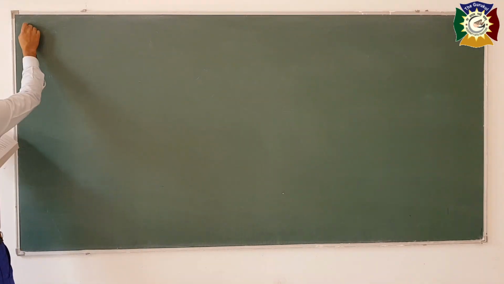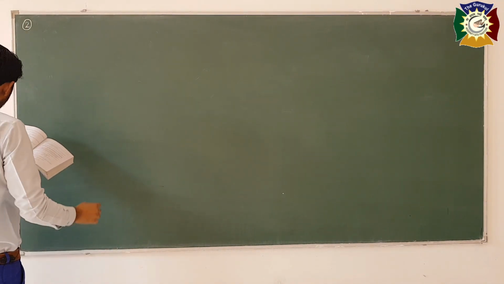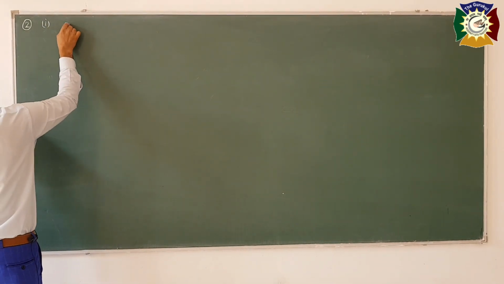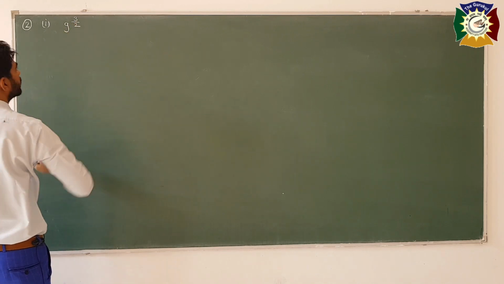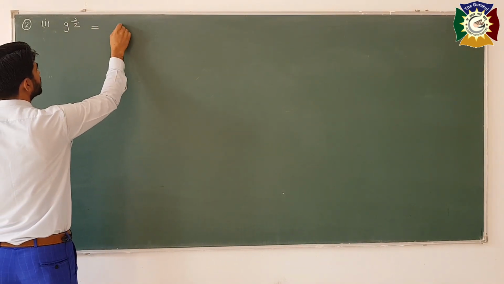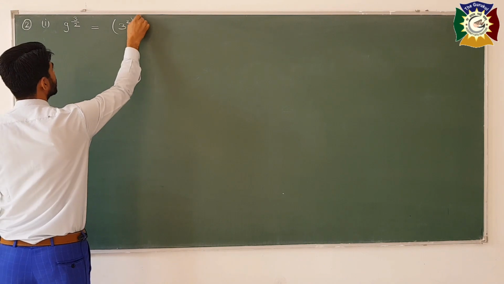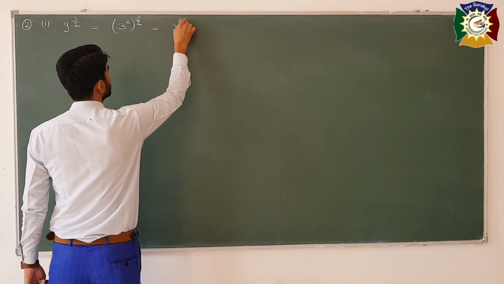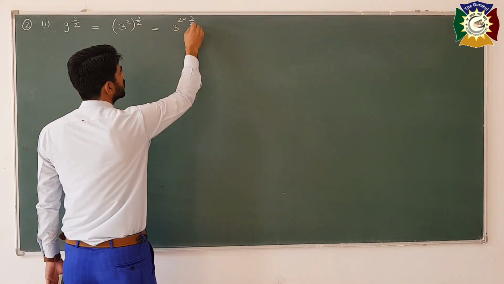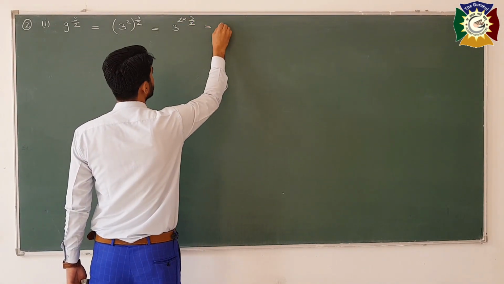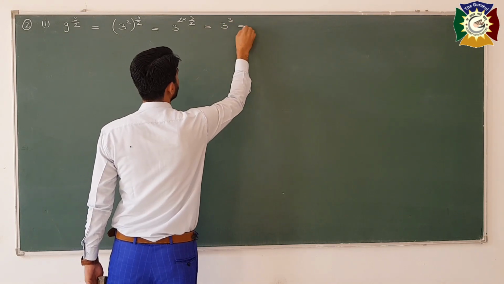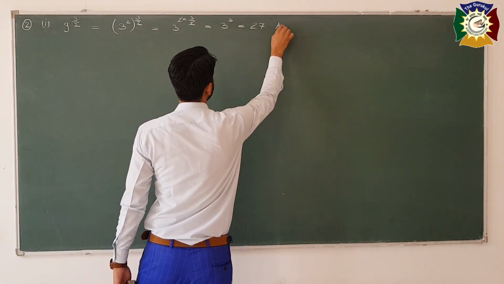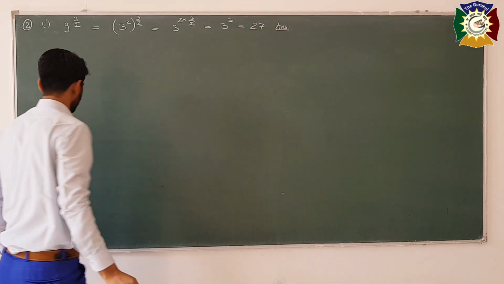Next, question number 2, part 1. We have to just find the value of 9 to the power 3 by 2. So again I can write 9 as 3 to the power 2 whole to the power 3 by 2, which is equal to 3 to the power 2 multiply 3 by 2. 2 will get cancelled. It is equal to 3 to the power 3, which is equal to 27. So this will be the answer for part 1 of the second question.